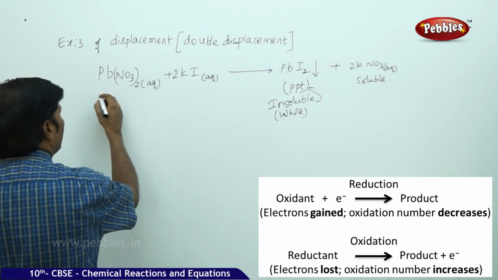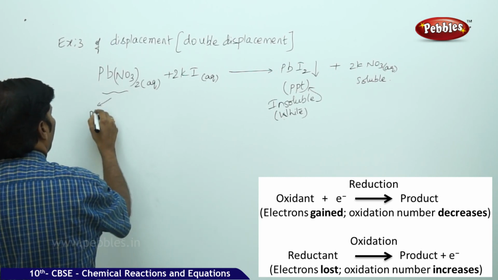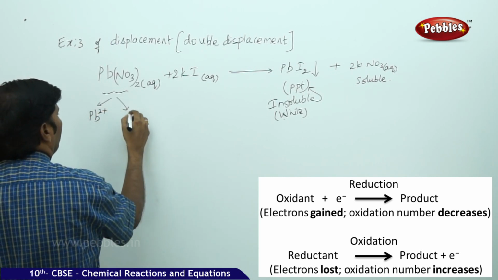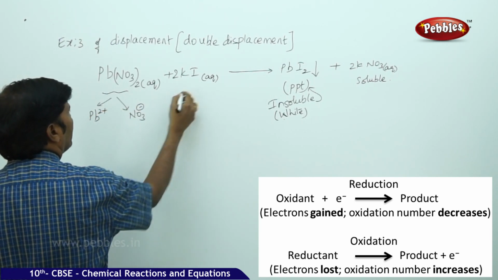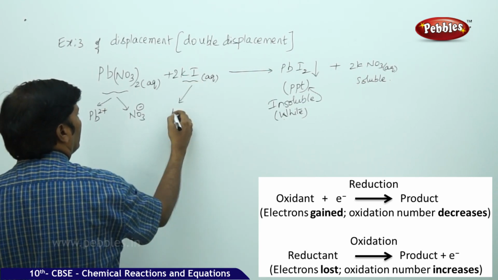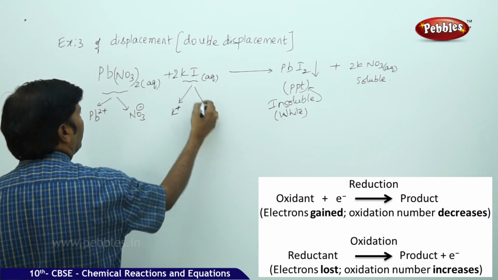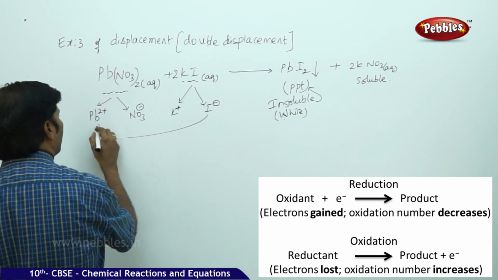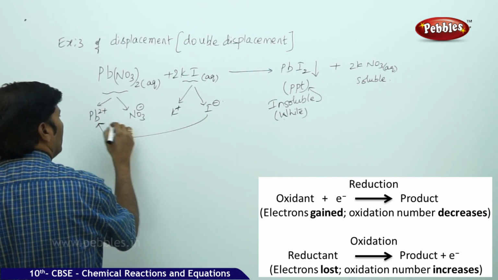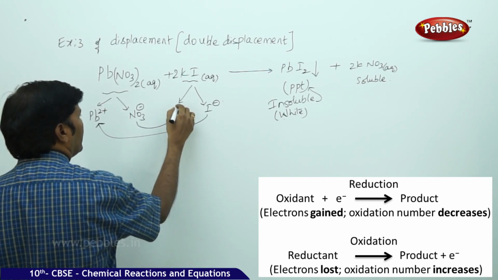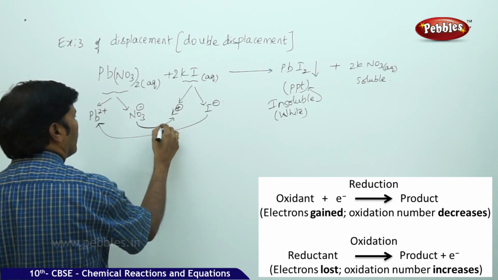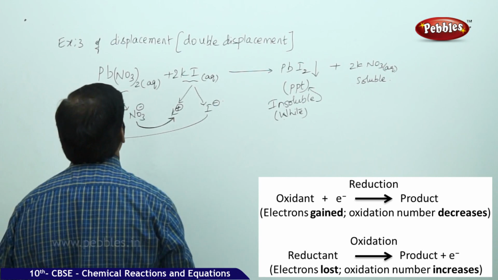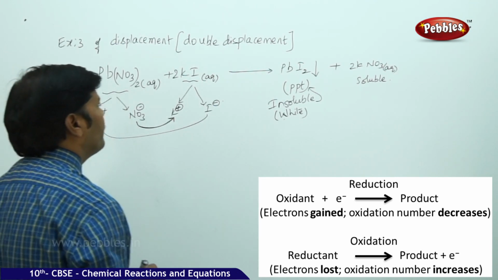reactions. Here also, in the case of lead nitrate, we have one plumbous ion and one nitrate ion, and here we have one K plus ion and one iodide ion. So here the iodide is getting exchanged with the plumbous ion and the nitrate is getting exchanged with the K plus ion. So this comes under the double displacement reaction.